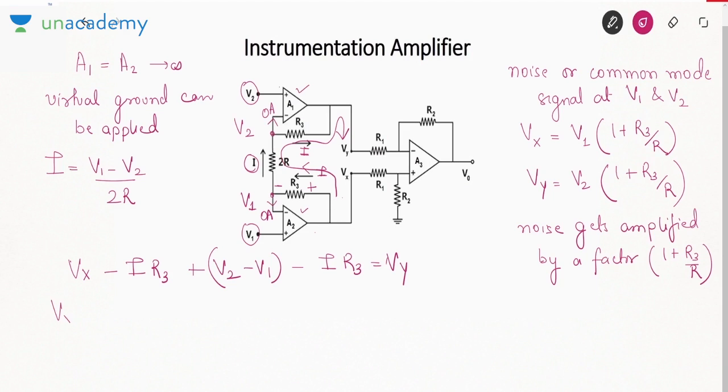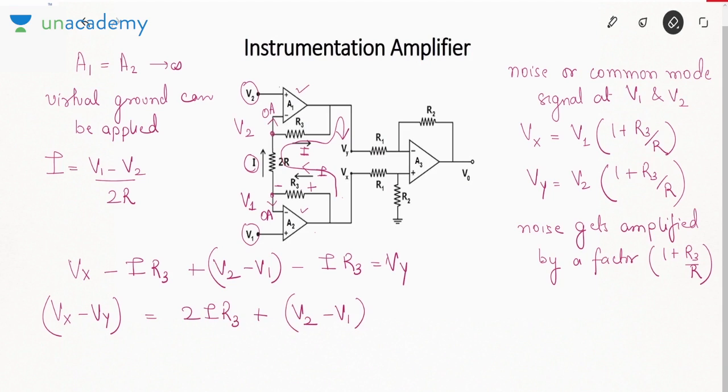From here you can find out Vx minus Vy. It is 2IR3 plus V2 minus V1, so plus V1 minus V2. Now I is V1 minus V2 by 2R. If you substitute that, V1 minus V2 can be common, 1 plus R3 by R.